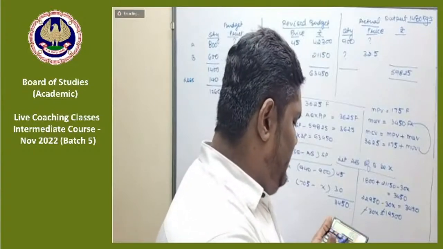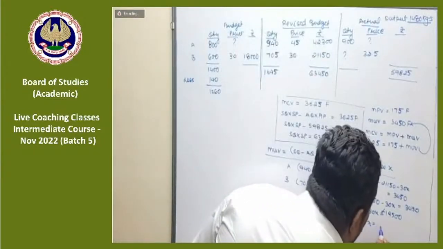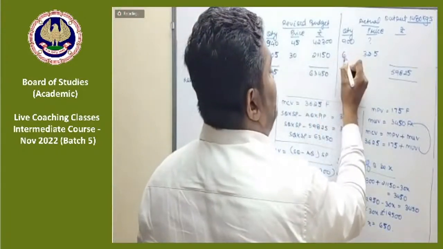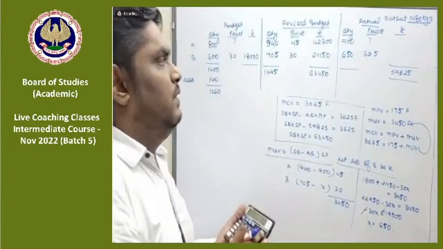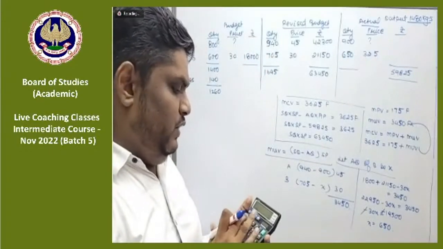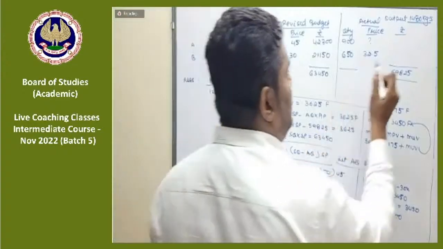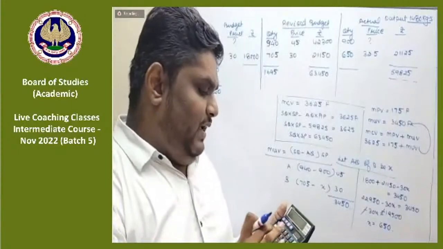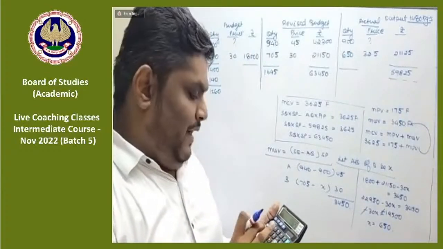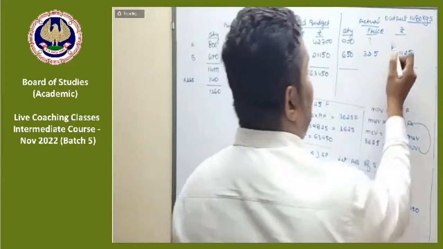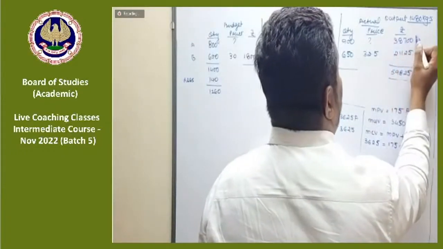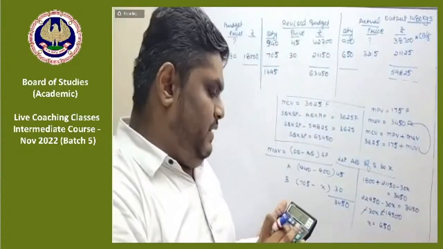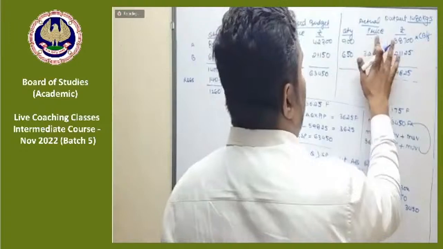So 19,500 divided by 30, that is 650. Value of X will be 650. So the quantity for X will be 650. So 650 into 32.5, this will be 21125. And then 59,825 minus 21125. This will be 38,700. That is the balancing figure. Divided by 900, we'll get the price, that is 43.